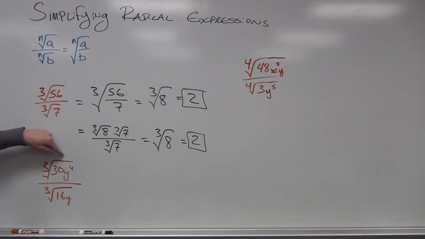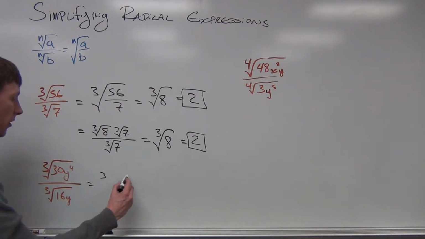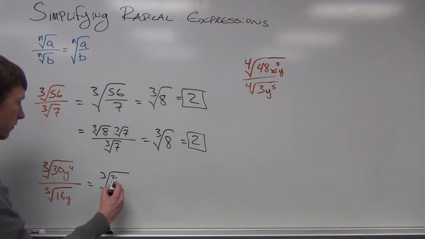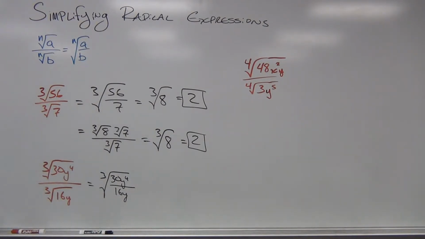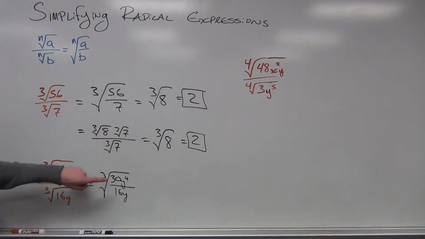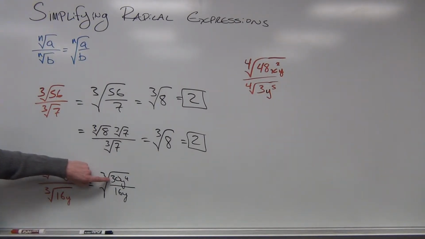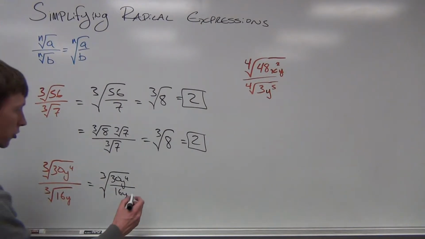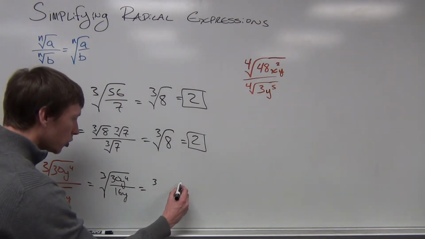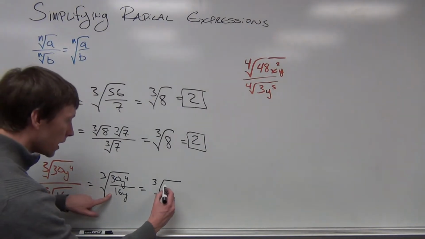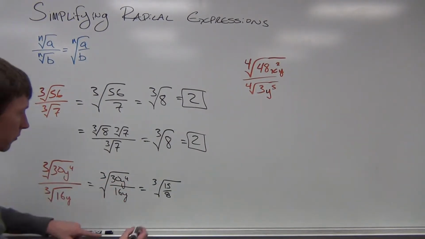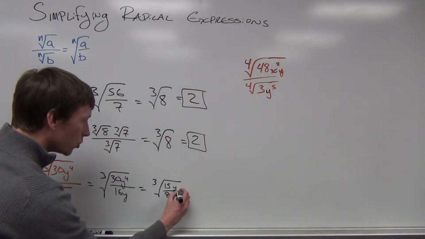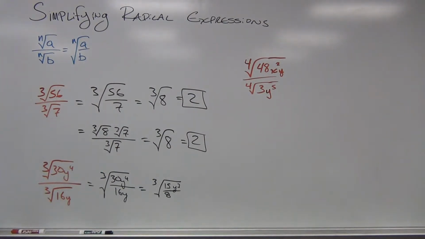The cube root of 30y to the fourth divided by the cube root of 16y. Let's go ahead and try to put these together as one giant fraction here under the radical. This fraction that's under the radical can be simplified. This is 15 times 2, this is 8 times 2. So we can simplify that as the cube root of 15 over 8. And for our variables, y to the fourth divided by y will give us a y cubed as our numerator. Well, that's not really any better.